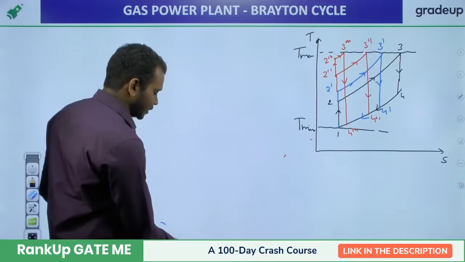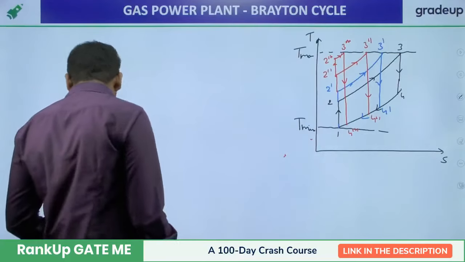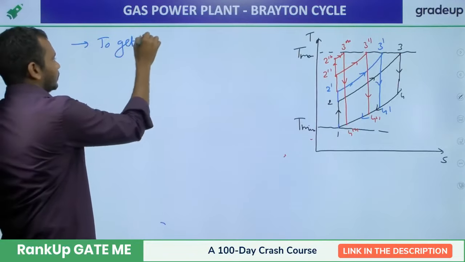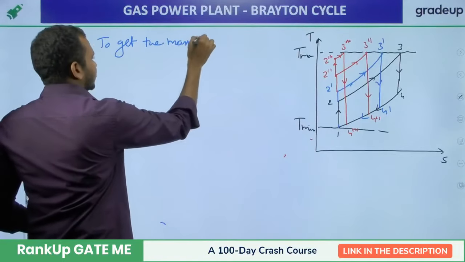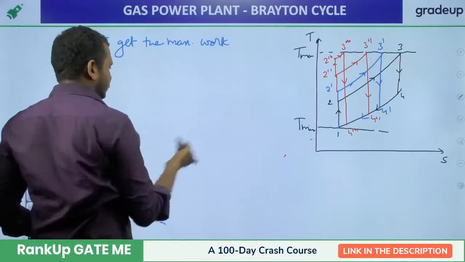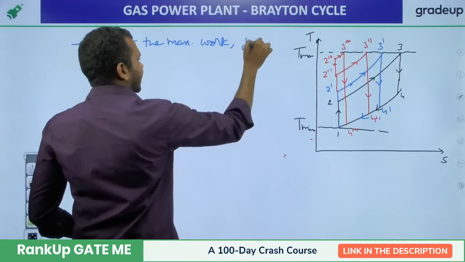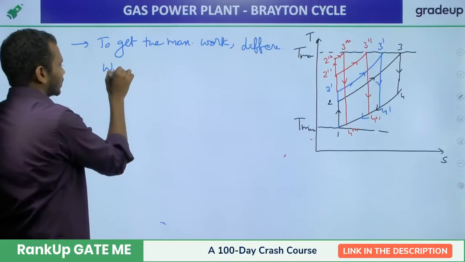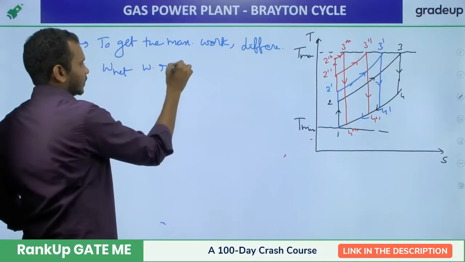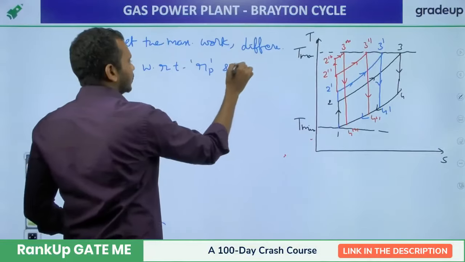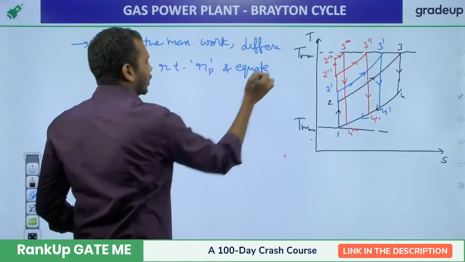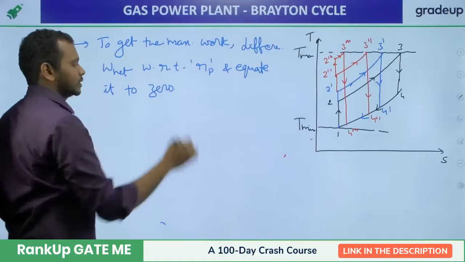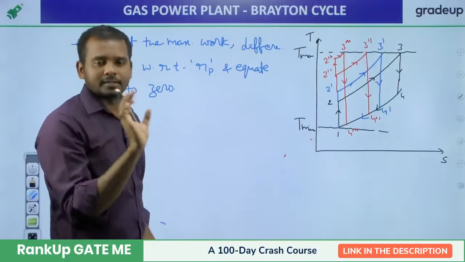To optimize the pressure ratio to get the maximum work, we need to differentiate the net work output with respect to pressure ratio and equate it to 0. There you will see at what pressure ratio we will get the maximum work output. That pressure ratio is known as the optimum pressure ratio for maximum work output.